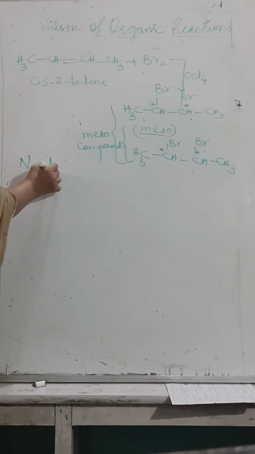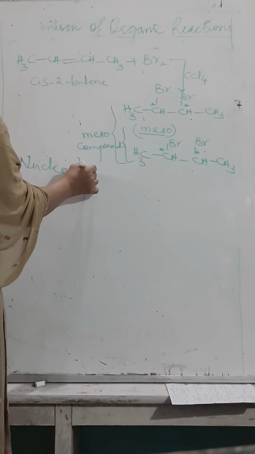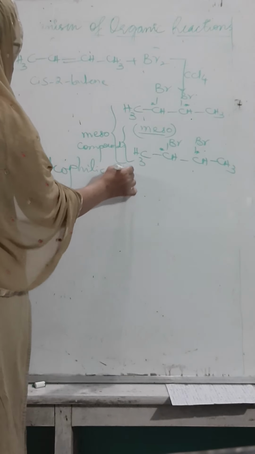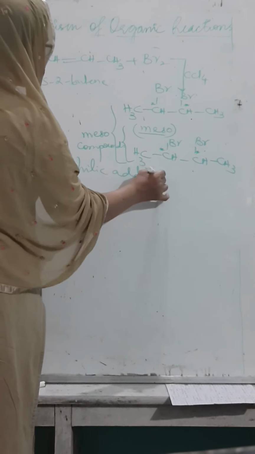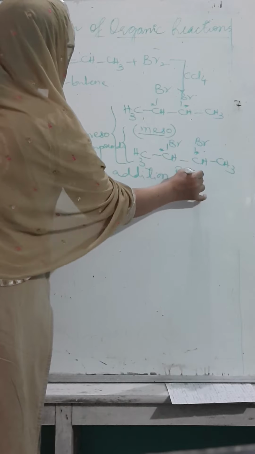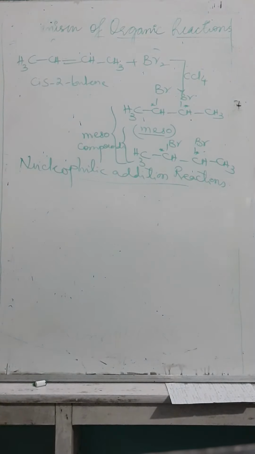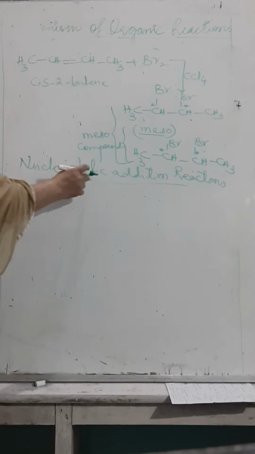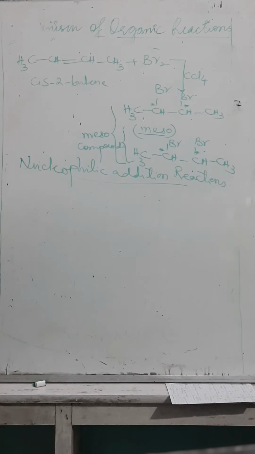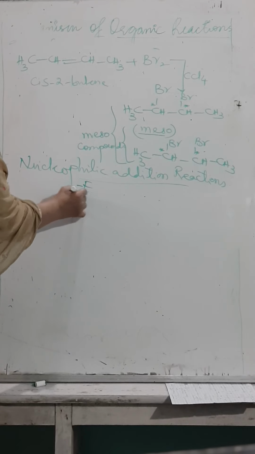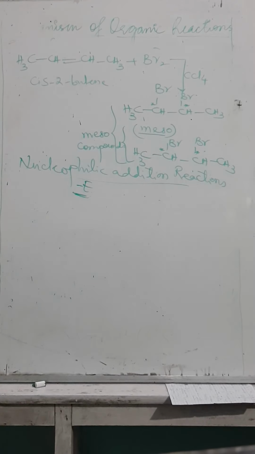Nucleophilic addition reaction. What is a nucleophilic addition reaction? Instead of an electrophile, we are going to add a nucleophile. And this can be decided on the basis of the negative electromeric effect. The same example as I wrote in the previous video, I am using over here.